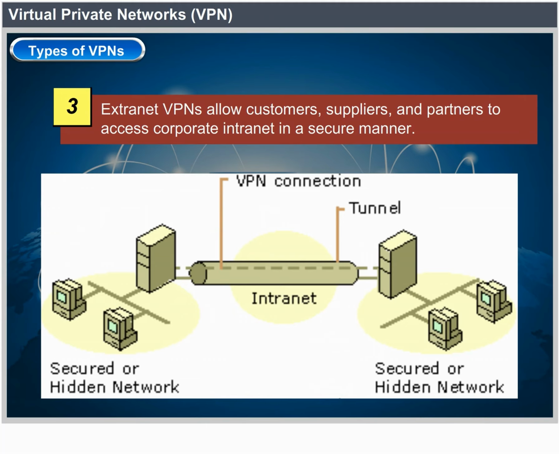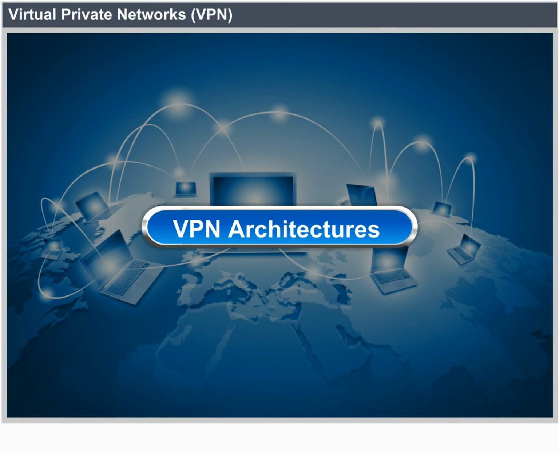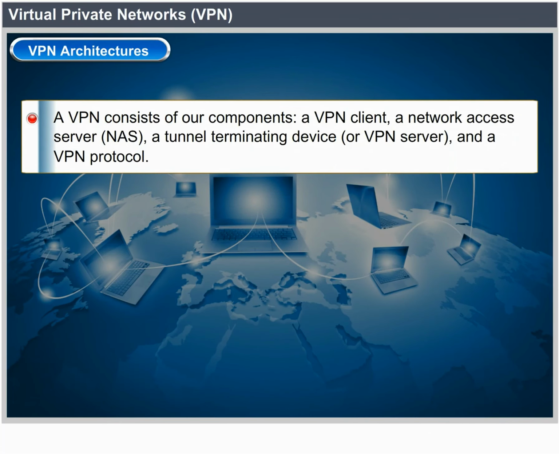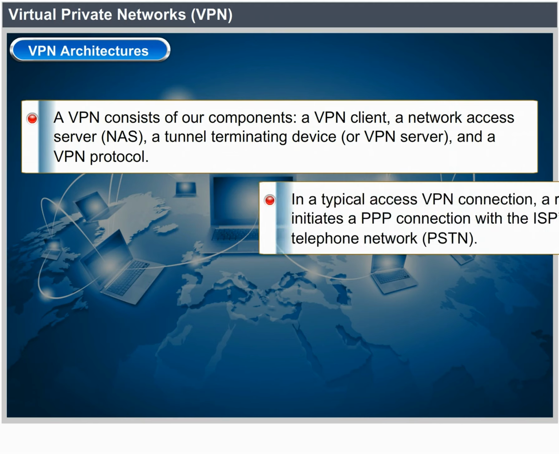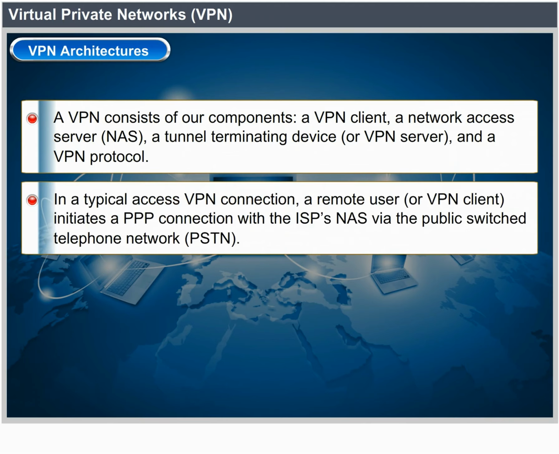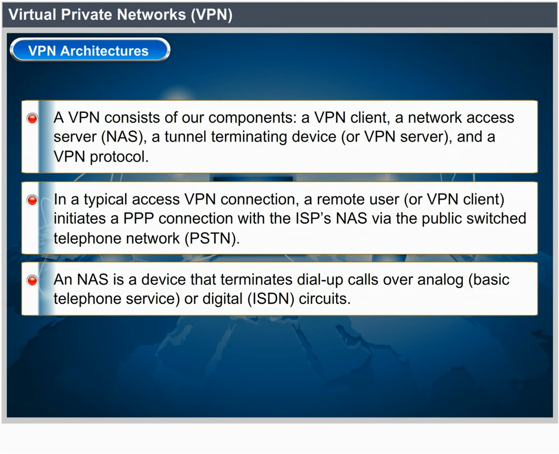VPN architectures. A VPN consists of four components: a VPN client, a network access server (NAS), a tunnel terminating service or VPN server, and a VPN protocol. In a typical access VPN connection, a remote user or VPN client initiates a PPP connection with the ISP's NAS via the public switched telephone network (PSTN). An NAS is a device that terminates dial-up calls over analog basic telephone service or digital ISDN circuits.